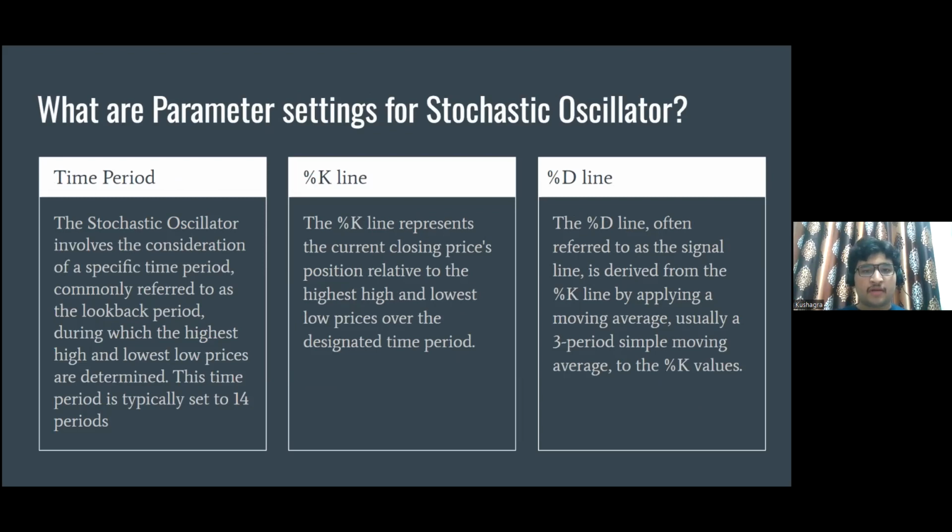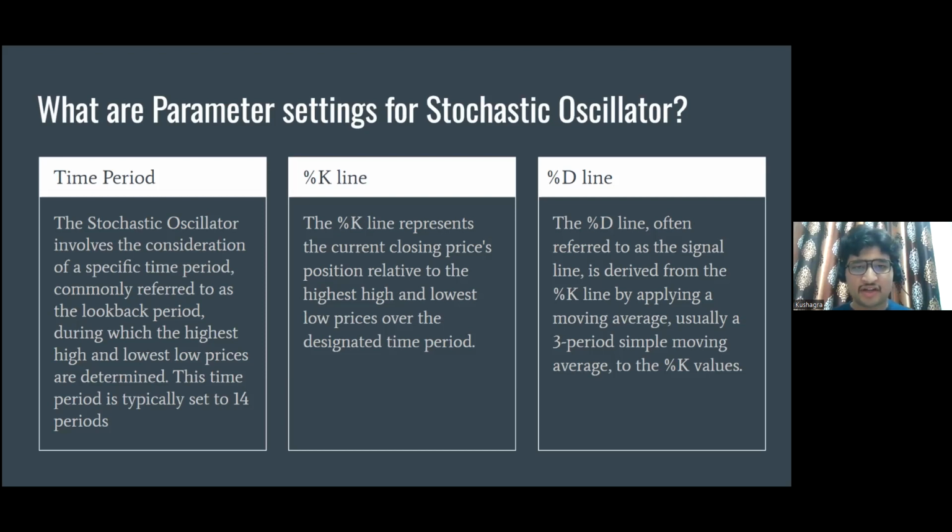Then what are the parameters for stochastic oscillators? So there are three major parameters here, as already mentioned in the calculator. The time period is the specific amount of time during which we are calculating the highest stock or commodity price and the lowest commodity price. That is known as the time period, and typically it's set to 14 days or 14 periods.